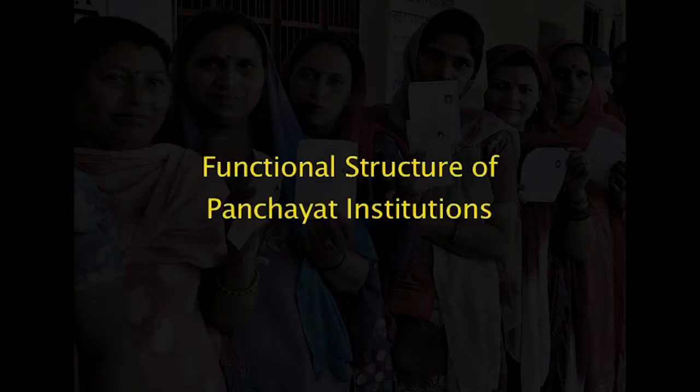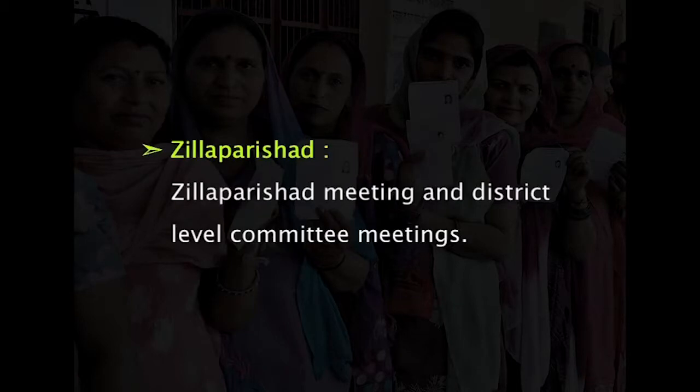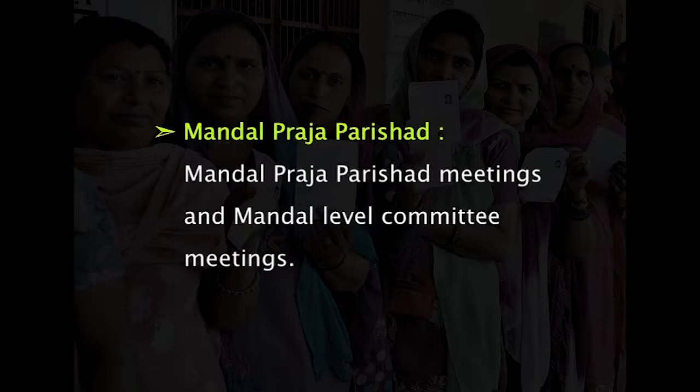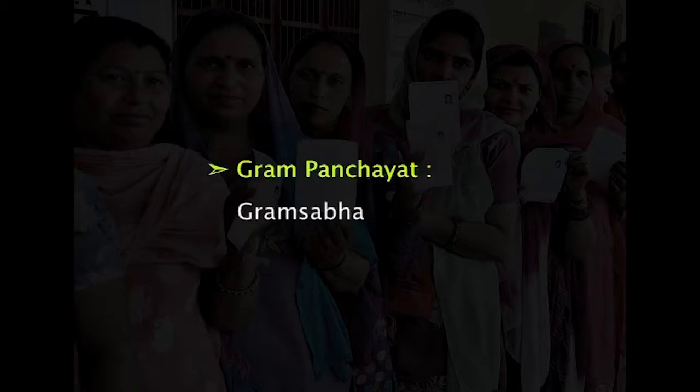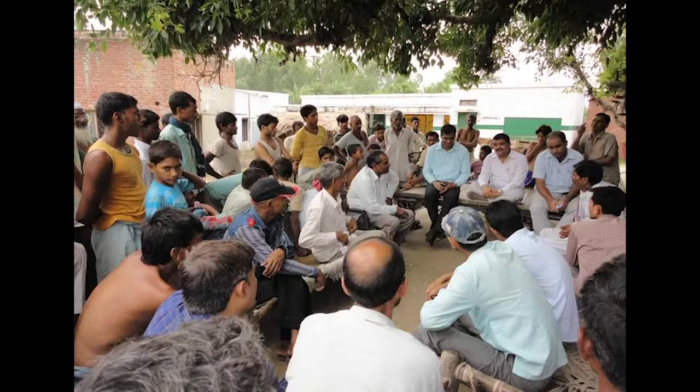Now, let us see the functional structure of Panchayat institutions at various levels. At Zilla Parishad, meetings and district level committee meetings are held. At Mandal Praja Parishad, meetings and Mandal level committee meetings are held. And at Gram Panchayat, Gram Sabha, that is the people's needs are discussed.